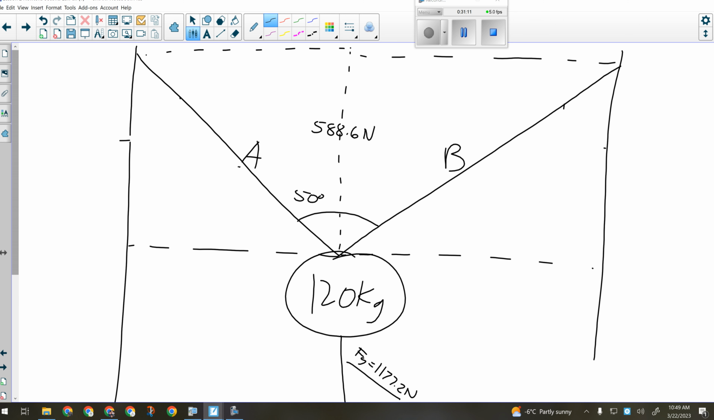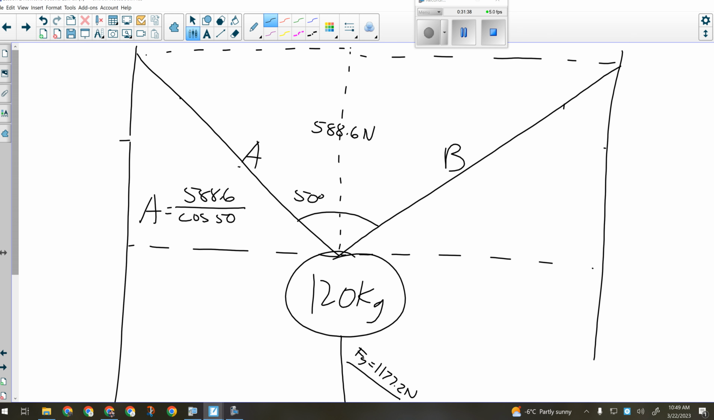Unless you do the triangle this way. If you do the triangle this way, then you've got a 40-degree angle here, and you're finding it a different way. You'll use sine instead. But for this one, the way I drew it, A, the hypotenuse, is going to equal 588.6, the adjacent side, divided by the cos of 50.